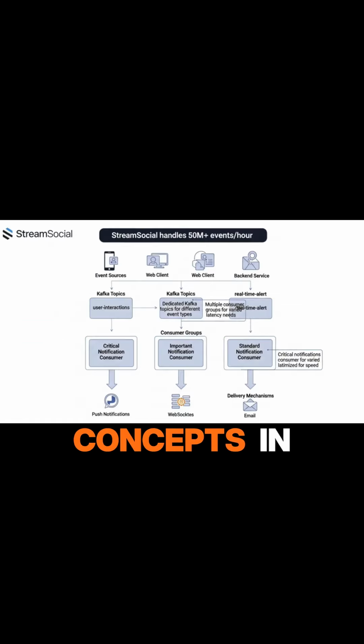Let's put these concepts in the context of Stream Social's architecture. Stream Social's notification system is a high-volume beast, handling over 50 million events per hour. These events originate from various sources: mobile apps sending user interactions, web clients triggering notifications, and back-end services generating alerts.